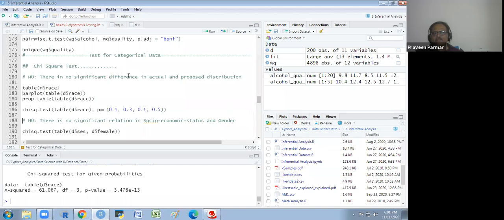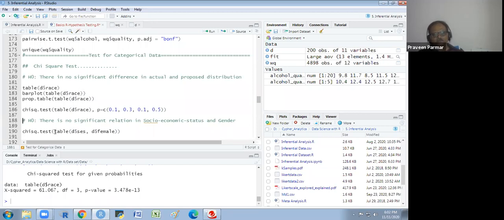Second, we see the test of independence. In the chi-square, we perform two sorts of tests. The second test is the test of independence, where we take two categorical variables. One is socio-economic status, and the second is female, which is the gender, male and female, boys and girls, with two categories, 0 and 1. We are making the table for this.